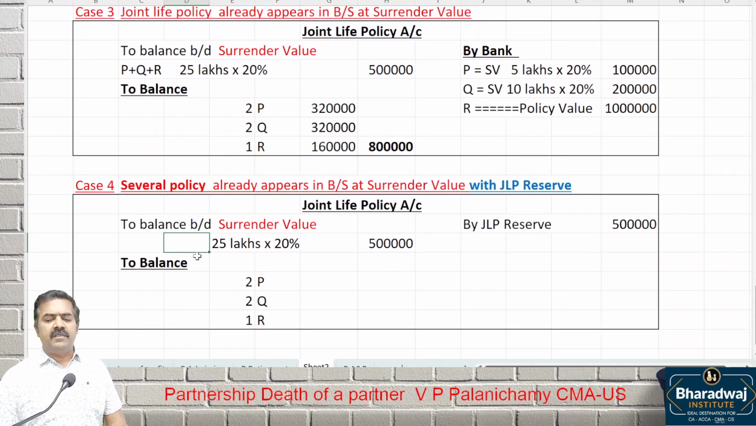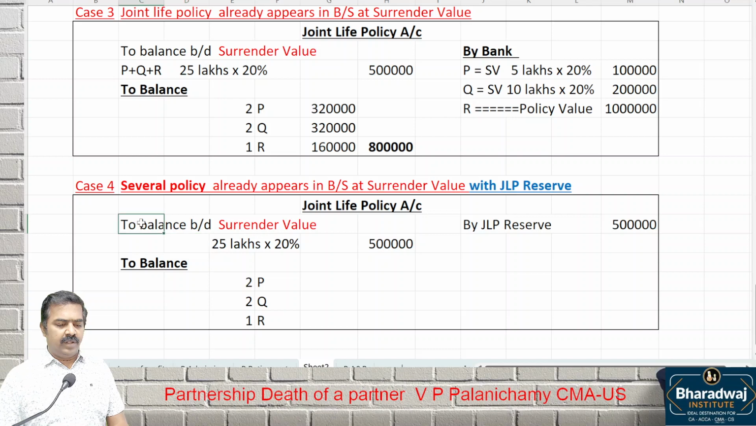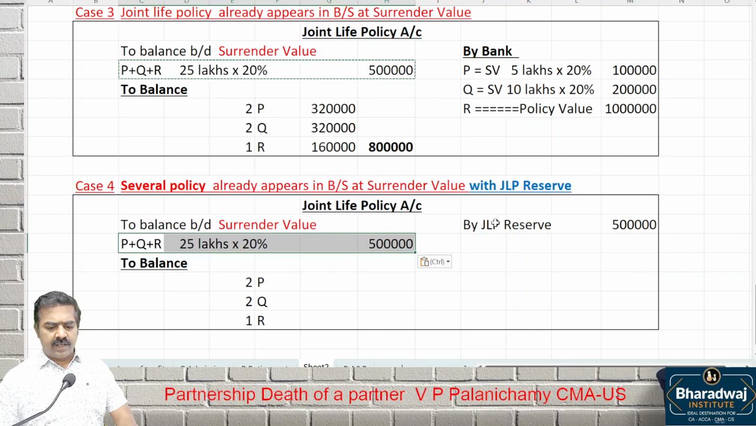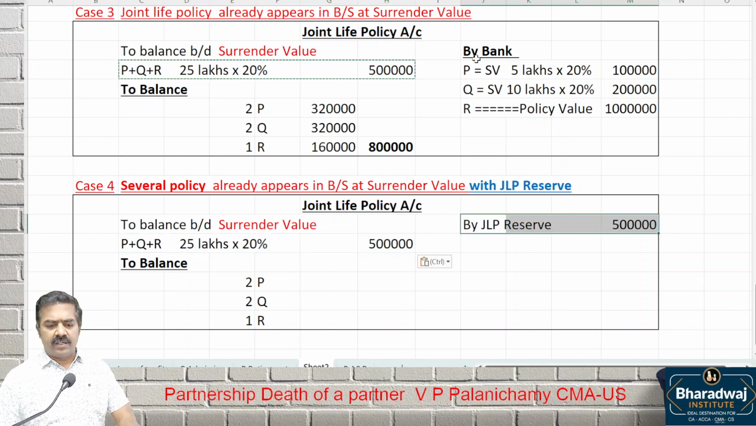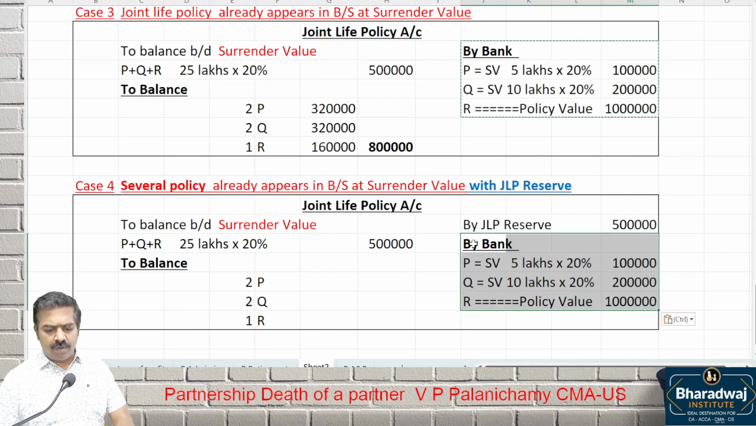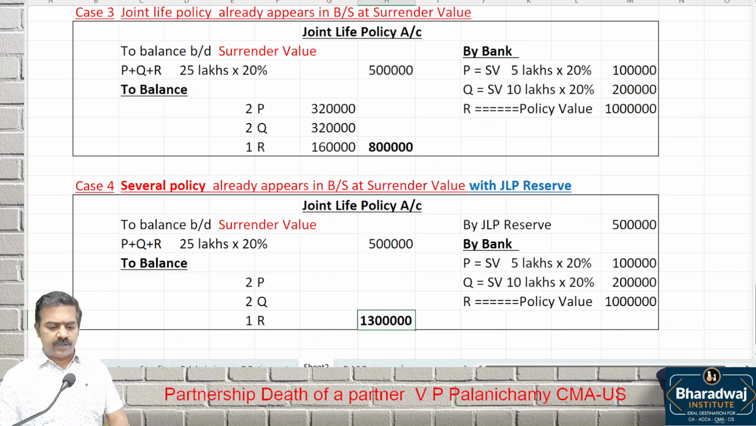If it is appearing with surrender value, the balance brought down, the surrender value P plus Q plus R, 5 lakhs. If it appears with reserve, simple, whatever you recover by bank account, the balancing figure will be transferred. 13 lakhs will be transferred in which ratio? 2:2:1 ratio.